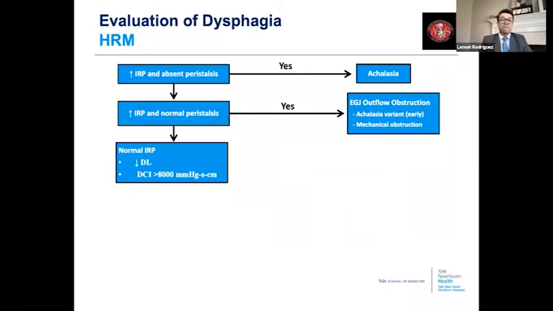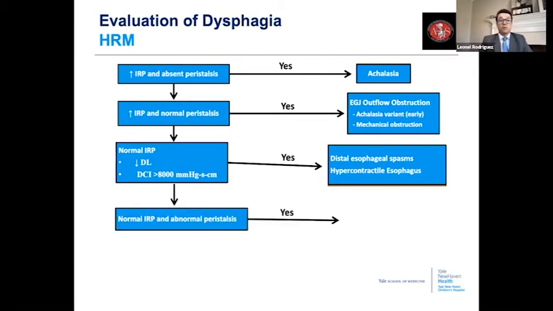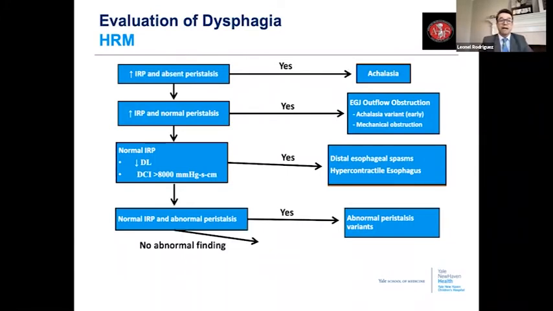Those patients that have normal IRP and normal peristalsis, but tend to have decreased latency, tend to be diagnosed as distal esophageal spasm. Those with elevated DCI over 8,000 are diagnosed as hypercontractile esophagus. Those that have normal IRP and abnormal peristalsis are labeled as abnormal peristalsis variants. We rarely see these in pediatrics, but we do see it every once in a while. We still do not know what it means, but we follow them over time. And those that don't have any abnormal finding, we call them normal.